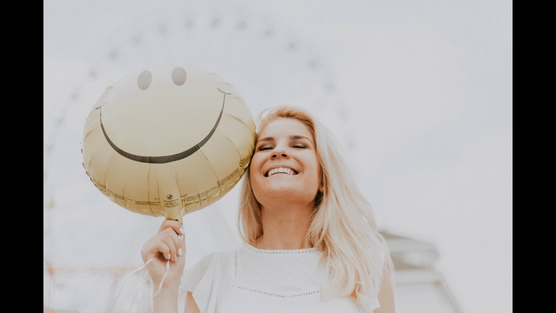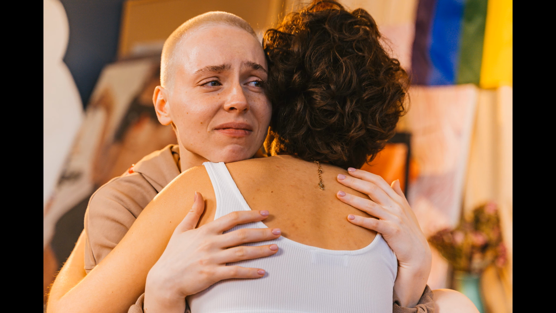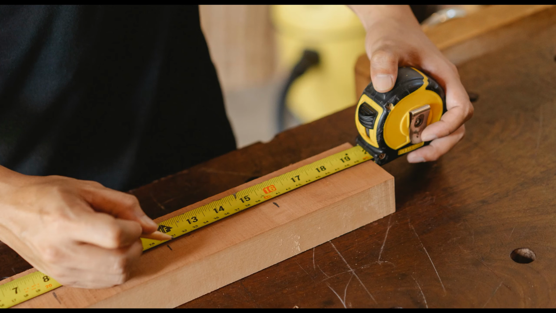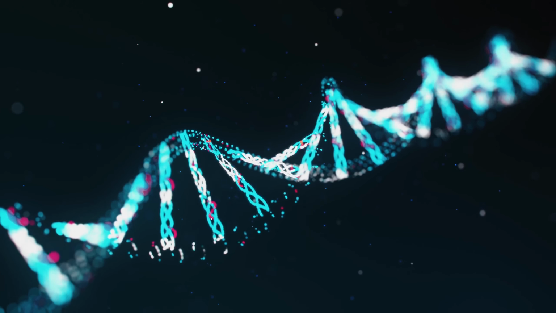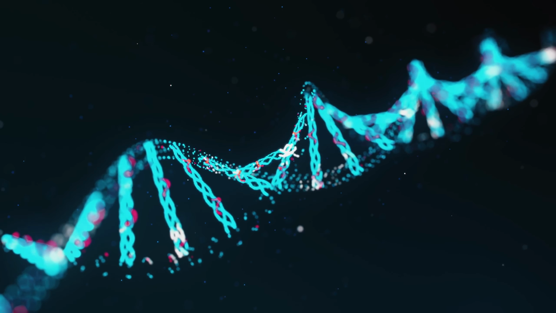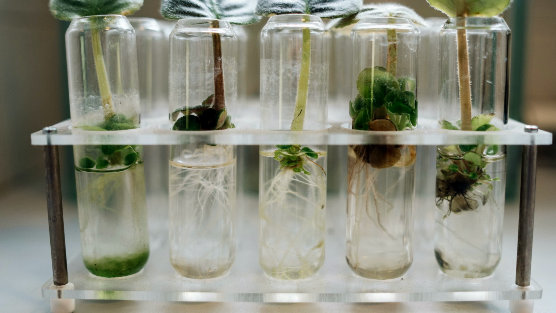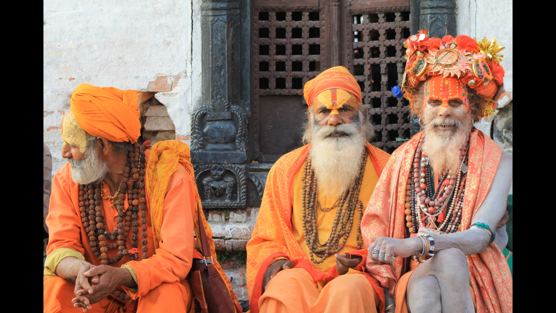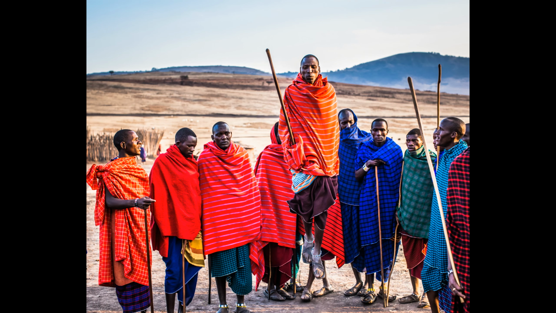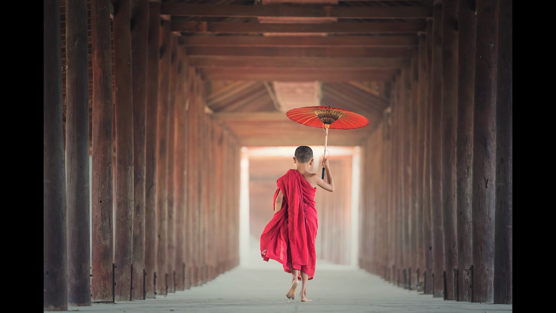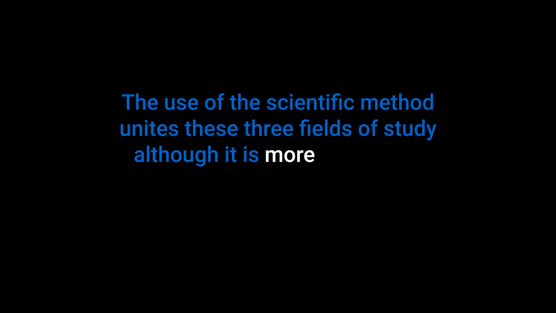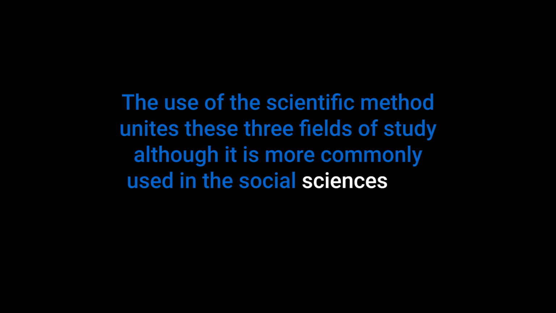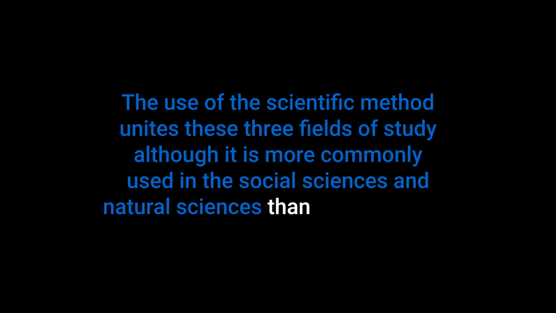Again, social science is like trying to figure out how people think and act. It helps us understand why people do the things they do. Natural science is more like trying to figure out how the world around us works, like how plants grow or how the weather changes. Humanities is like trying to understand how people's culture, history, and personal experiences shape their thoughts and actions. The use of the scientific method unites these three fields of study, although it is more commonly used in the social sciences and natural sciences than in humanities.